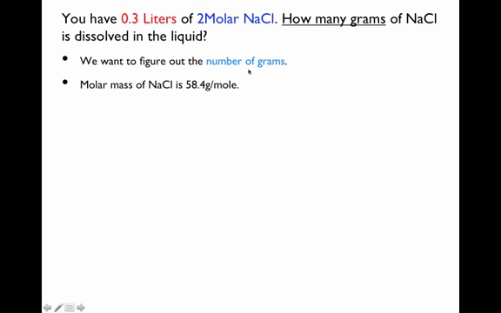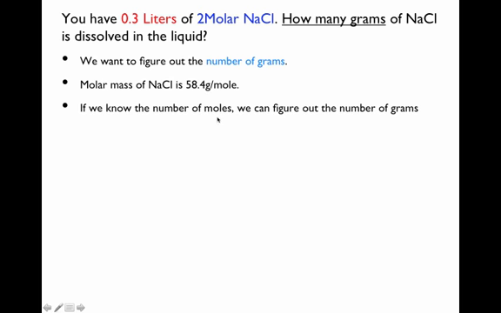But if you remember the formula for molarity, molarity is the number of moles divided by the number of liters. So whenever we figure out the number of moles of sodium chloride, that won't be enough. We're actually going to have to convert the number of moles back into grams. This is just a reminder, the molar mass of table salt is about 58.4 grams per mole. And if we know the number of moles, we can figure out the number of grams.